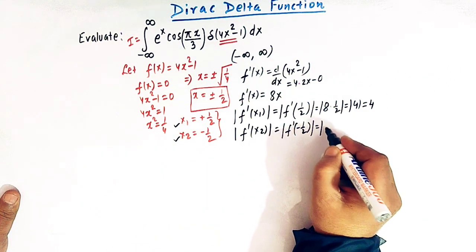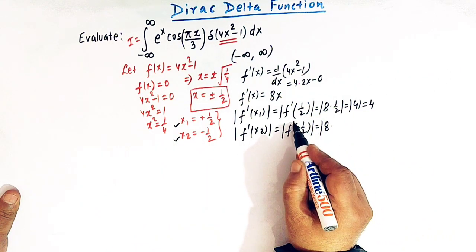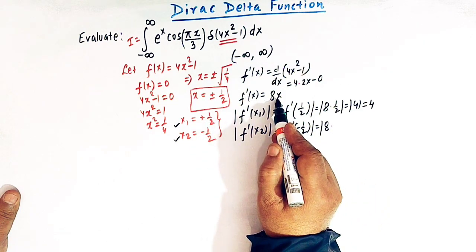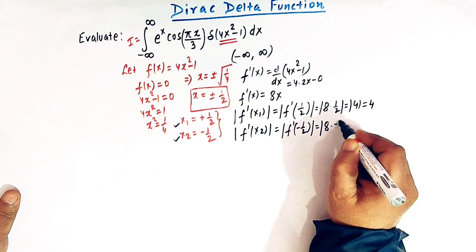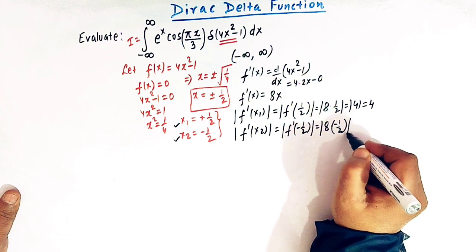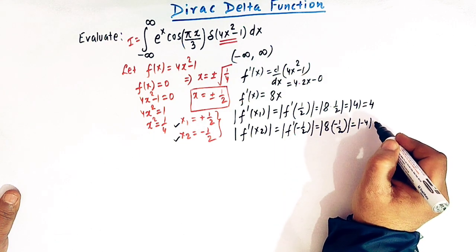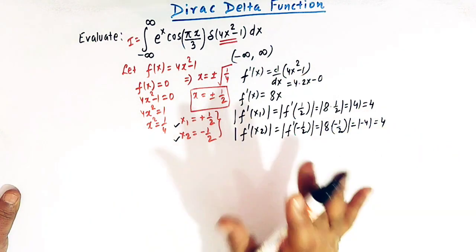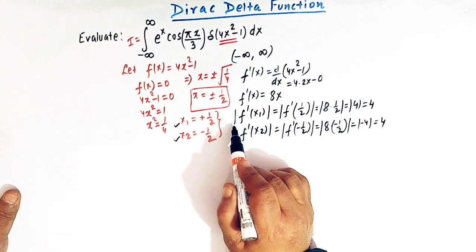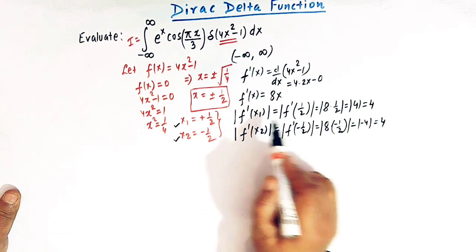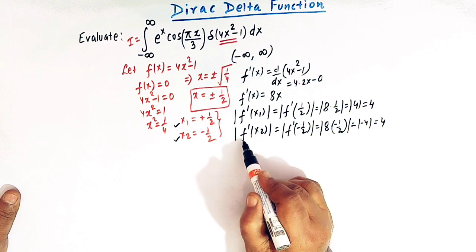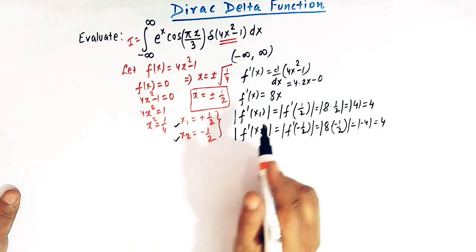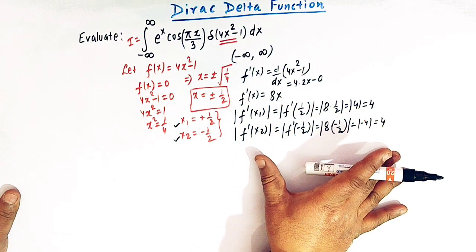And here, f prime of minus half can be obtained by taking x equal to minus half in this expression. So we have here minus half, so this is mod of minus 4, that is equal to 4. So the step is getting mod of f prime of x1, that is 4, and mod of f prime of x2 is equal to 4. So this is the situation.